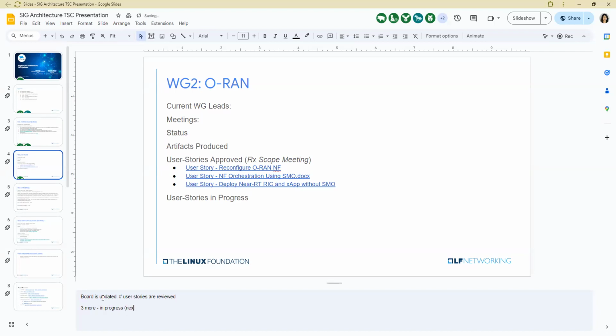There was a new use case that came out of a request from the scoping, to create a use case specific for the xApp deployment without an SMO, in addition to the near real-time RIC. But I think there won't be any additional scoping needs for that. It's just an additional use case that they wanted to split out. So that would have to be reviewed by the group.